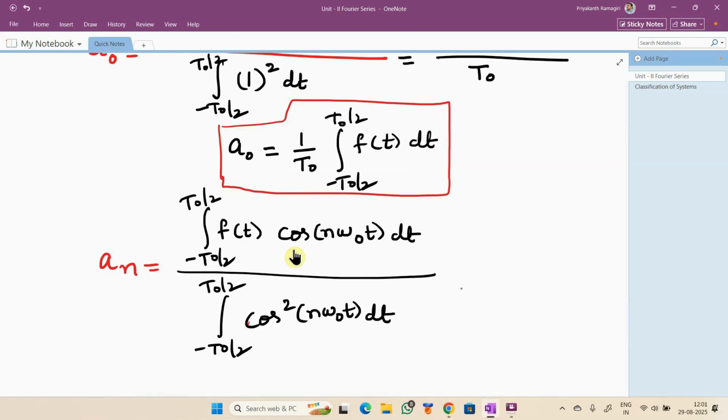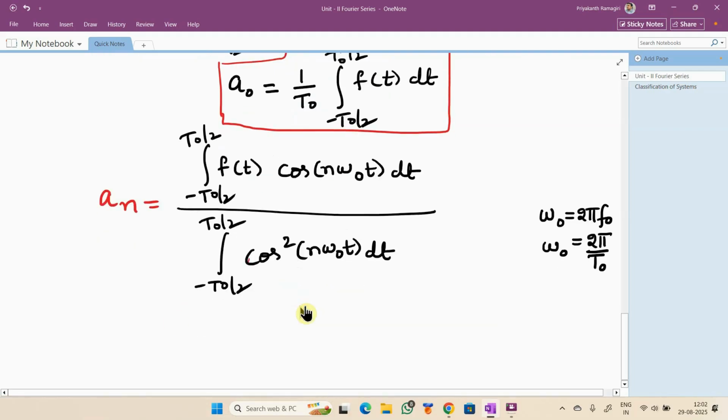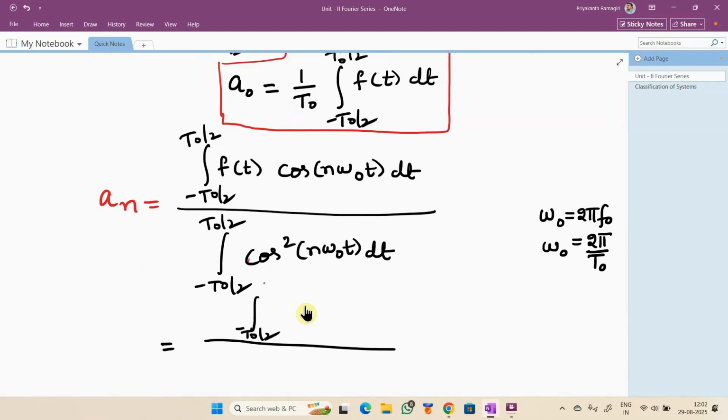Now, can you please simplify the denominator and tell me? Before simplifying it, I want to say that omega naught is, you know it, 2 pi f naught, and this is written as 2 pi by T naught. This you can use for simplification. Please simplify the denominator and tell me. You do it in your books and tell me. Meanwhile, I will write the numerator as it is. I will wait for 2 minutes.